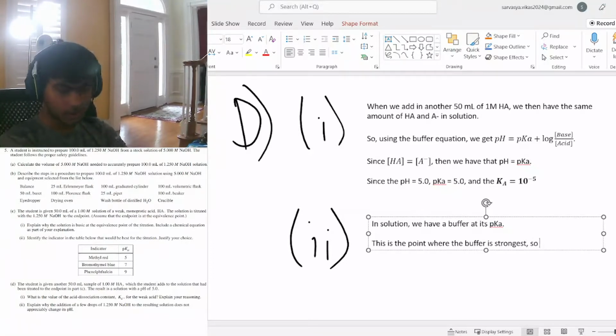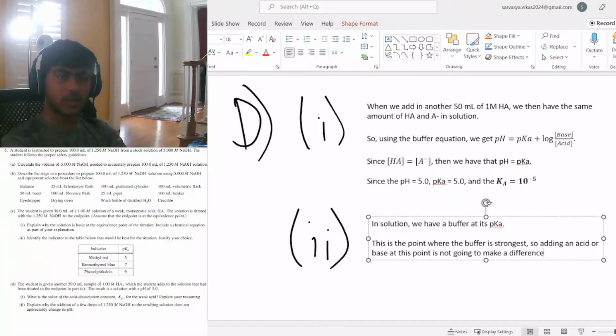So adding an acid or base at this point is not going to make a difference, right? Since it's going to only slightly change that ratio of base to acid, which is not really going to do anything. Right? Think about it this way. If we have a 1-to-1 ratio of base to acid, and we turn some of that acid into base, like we have 1-to-1, and now it's going to be 1.1 to 0.9, right? Imagining that our base would be 1.1 and our acid would be 0.9.